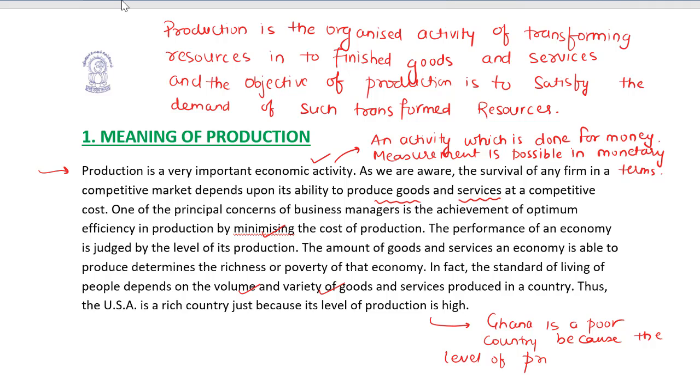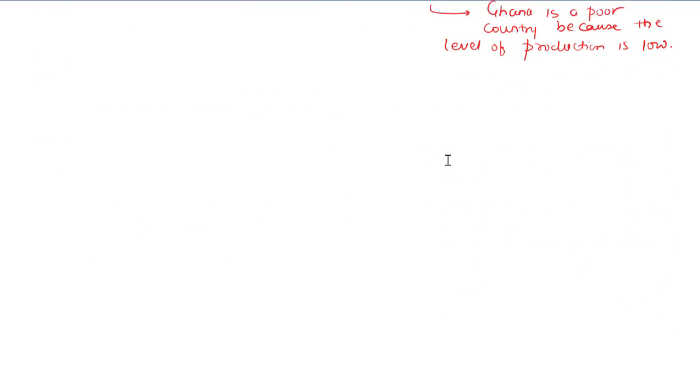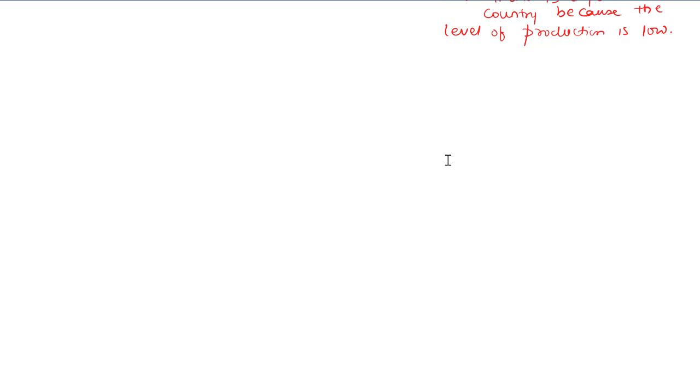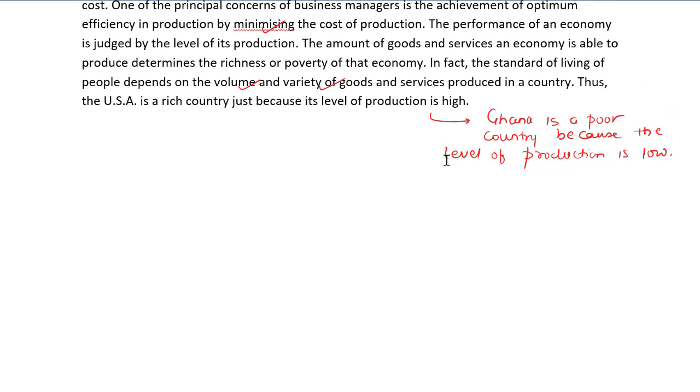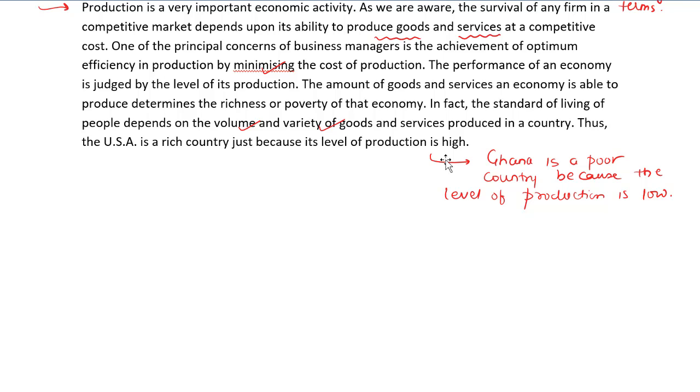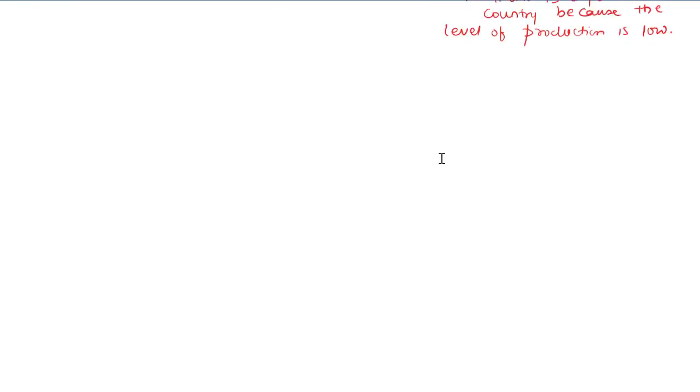Level of production is low. I hope you are clear. So in economics, what is the role of production? Basically, production is an economic activity directed at the satisfaction of human wants. What is production? Production is creation of utility. What is creation of want? That is satisfying goods and services. Okay, let us continue.